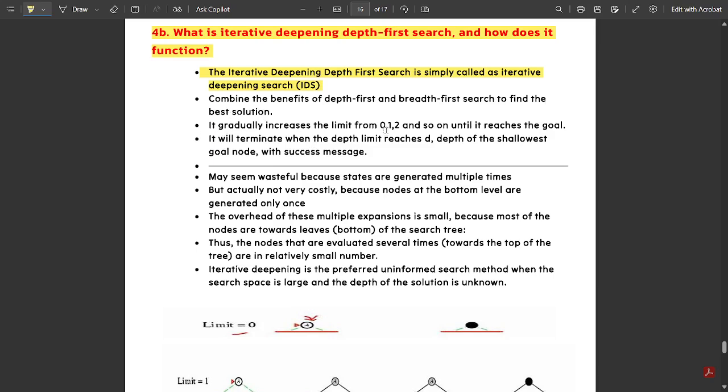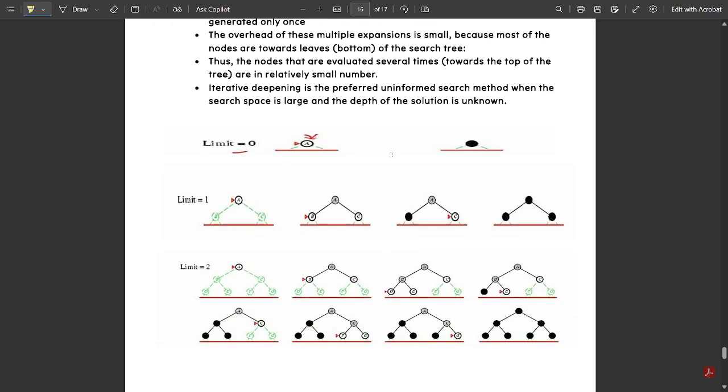It gradually increases the limit from 0, 1, 2 and so on until it reaches the goal. Okay, it will terminate when the depth limit reaches d, the depth of the shallowest goal node, with a success message. You can see the algorithm here. The limit 0 represents the first level, whereas limit 1 goes to the next level, then 2, 3 and so on. So if this is the first node, the main root node, from here the iterative deepening search goes like this.